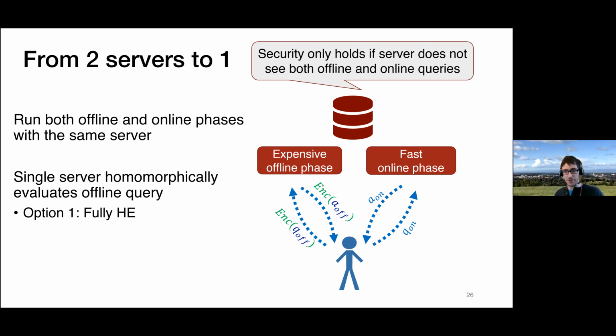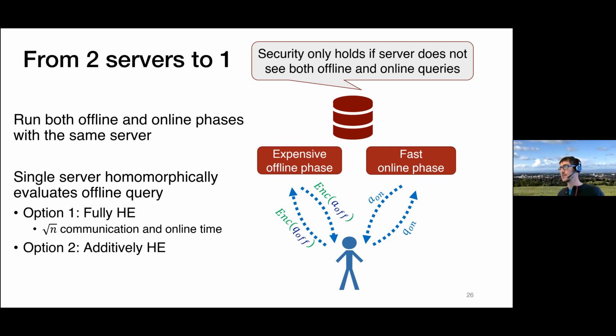And generally, there are two approaches you can take. First of all, you can just use fully homomorphic encryption, and then you basically get the same efficiency as in the two server case, so square root n communication and square root n online time. Of course, concretely, it's going to be much more expensive. The second approach is you can use the lighter tool of additively homomorphic encryption. By tweaking the offline algorithm, we can express it as a linear operation for which an additively homomorphic encryption suffices. But this comes at the cost that the modification actually increases the communication and the online time to be larger, something like n to the 2/3.